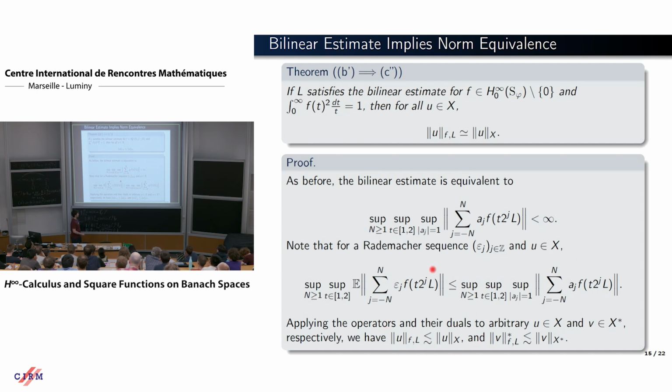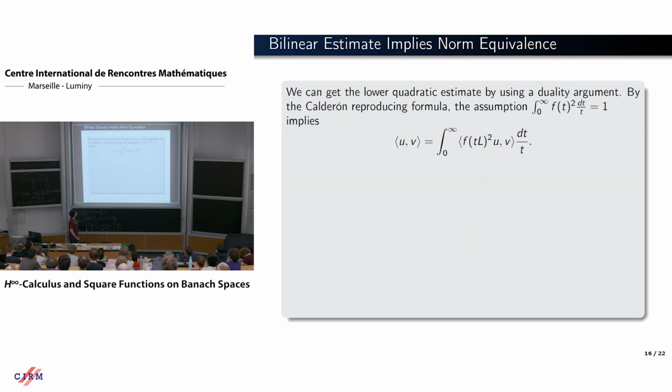And this dual square function norm was just defined by basically putting stars on the operators. Taking the dual of an operator doesn't change the norm, so we get an upper quadratic estimate also for any functional v. So now what we're left with is showing a lower quadratic estimate, right? We want equivalence. We've shown the upper one, we want the lower one.